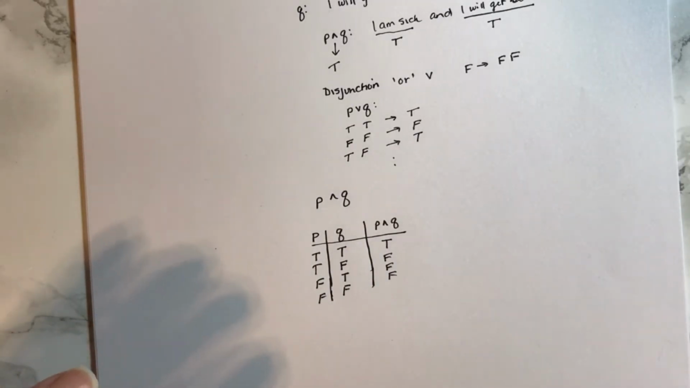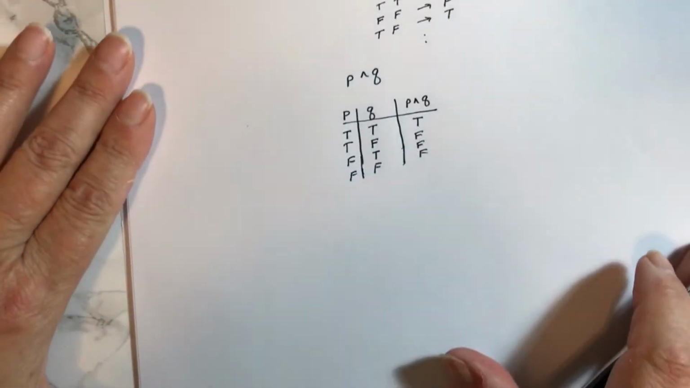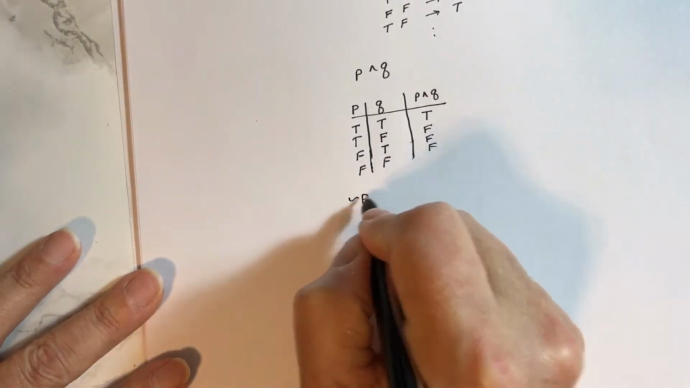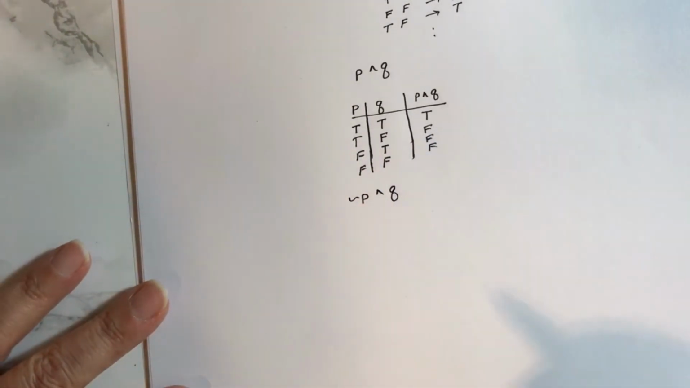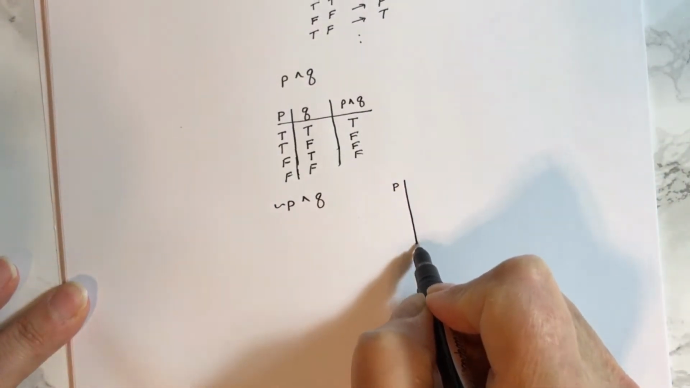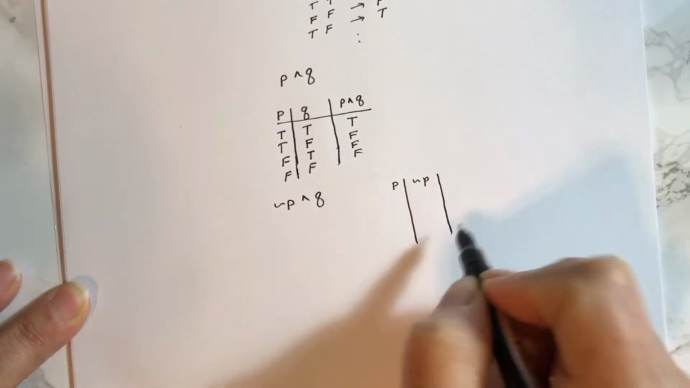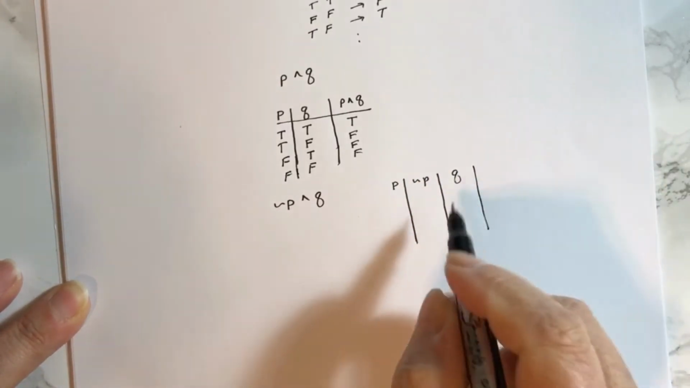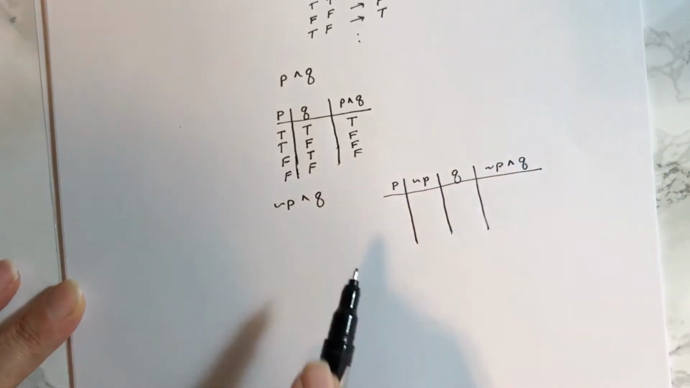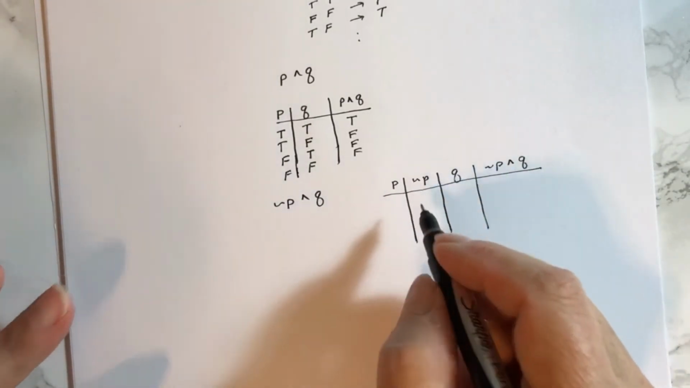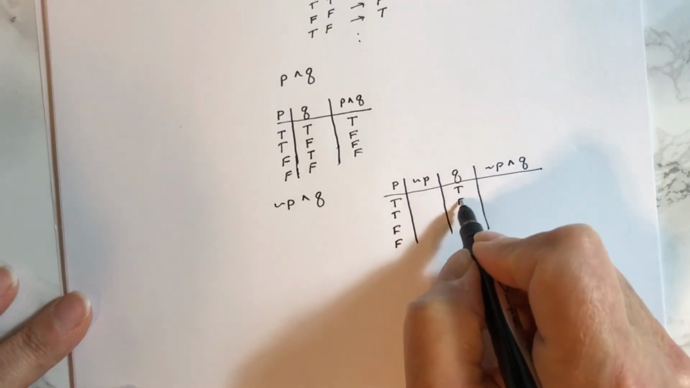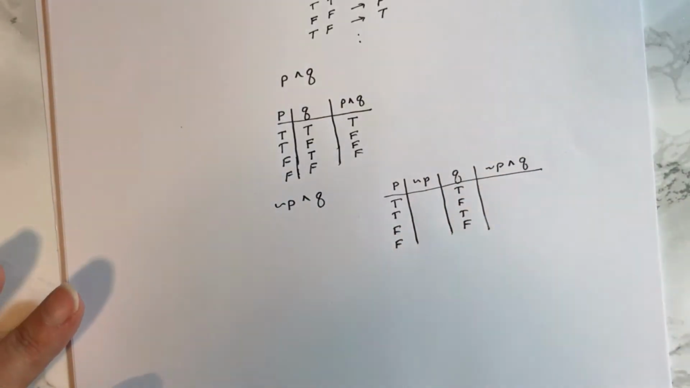Let me find another one here in the book. All right, let me make one up first. So how about I want to do not P and Q. Well, for my truth table, what I need to do is I need to make a P, I need to make a not P, I need to make a Q, and I need to make a not P and Q column. Okay? So, again, I'm going to do true, true, false, false. And for Q, it's going to be true, false, right? That's how we fill it in so we don't miss anything.